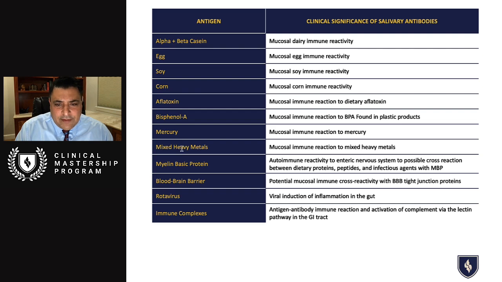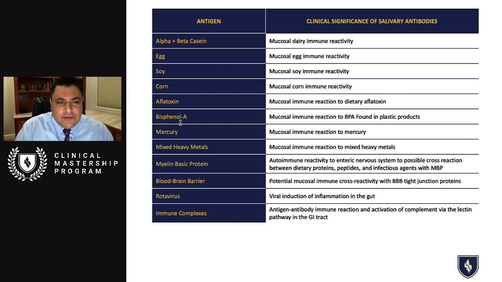And then mercury, mixed heavy metals. Mixed heavy metals is just a combination of different heavy metals. I believe it's lead, mercury, a couple other metals. You can see on their brochures if you go to the site, see exactly which ones are on there. But it's just any kind of heavy metal reactions that may be there.